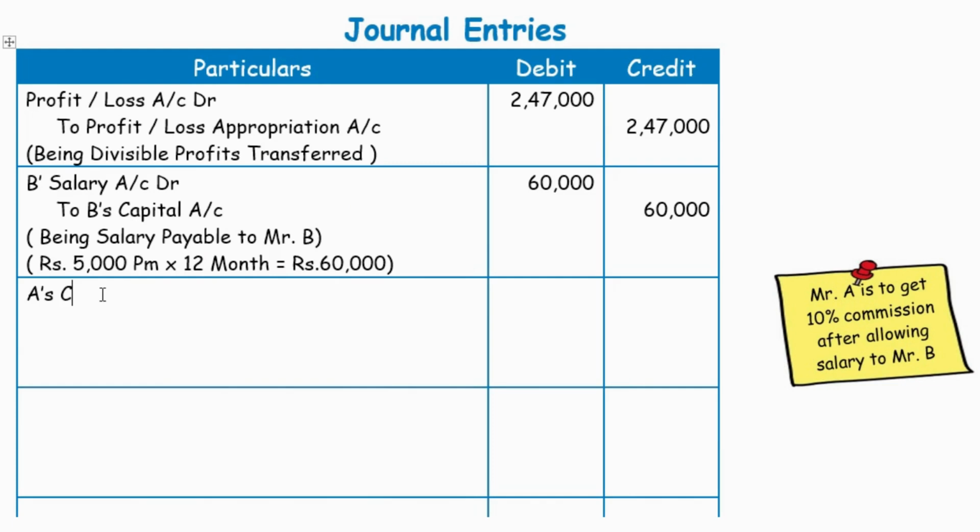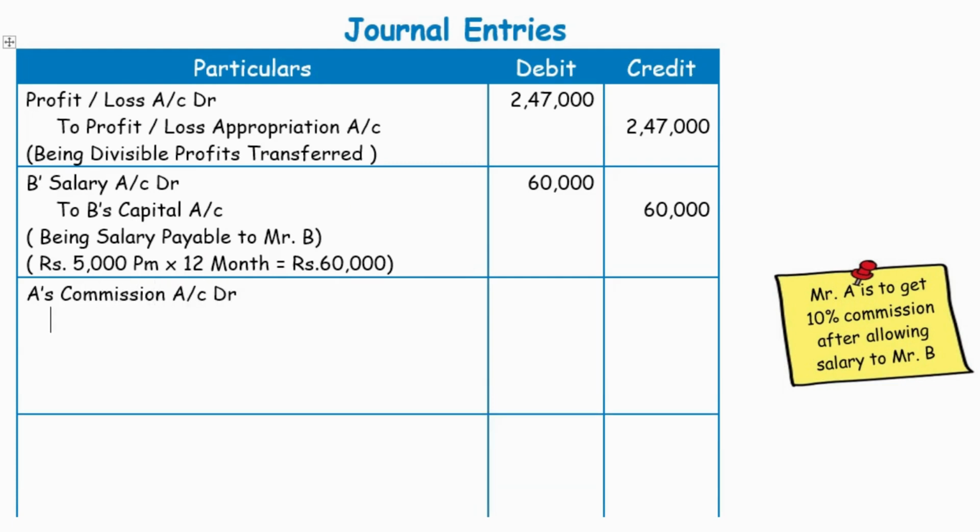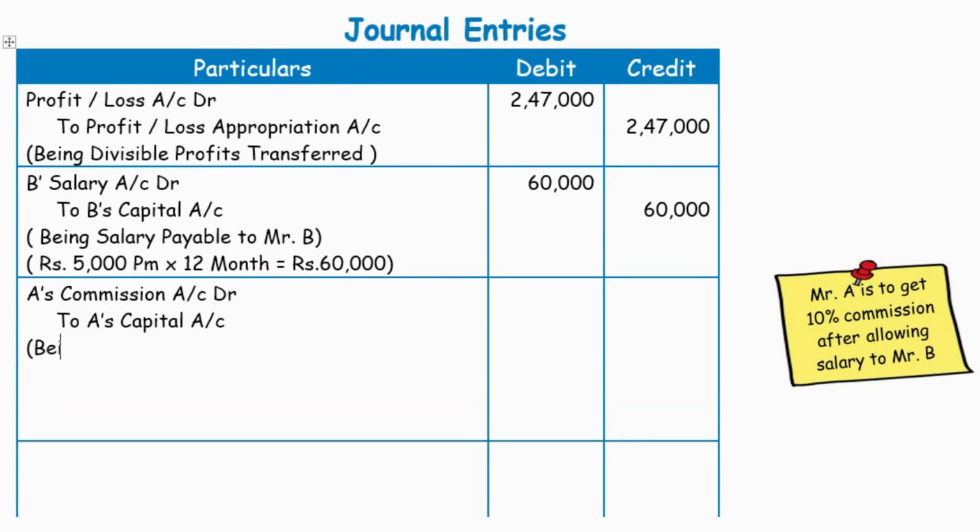So A's commission account, he is entitled for a commission. And the partners who are receiving the money will receive it through their capital account. That is, their capital account is to be credited, being commission payable to Mr. A.